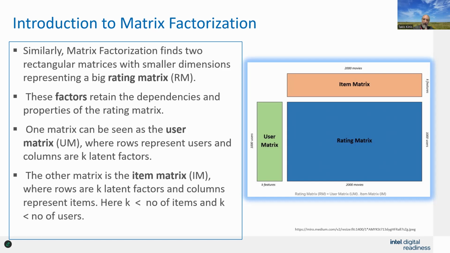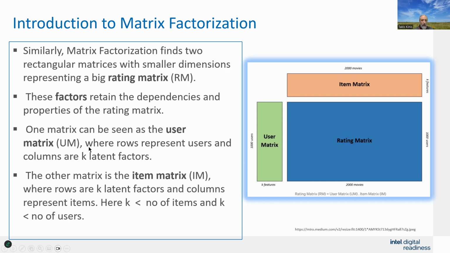So the general layout that we had in the previous slides was the movies or the items on top and the users on the side. But I want you to notice that the users are a matrix also, and the items are a matrix. Even though they're one dimension, it's still a matrix, right? And then we have the rating matrix, which has rows and columns, but all of them are rectangular in shape and have items within them, right? Now, these factors, as they say, retain the dependencies and the properties of the rating matrix. It says one matrix can be seen as the user, one can be seen as the item, right?